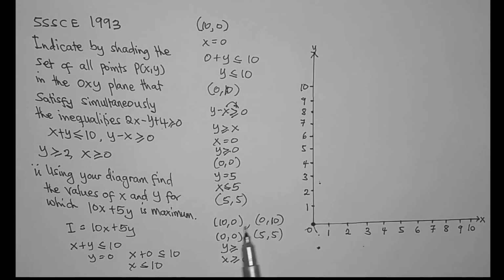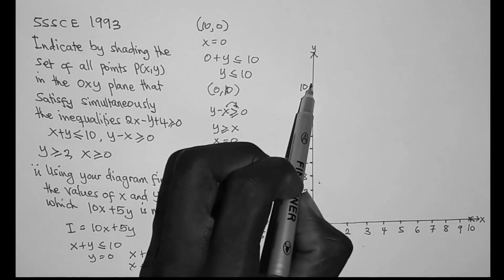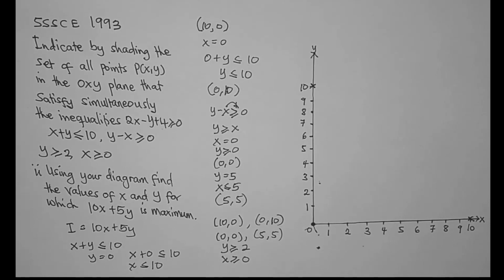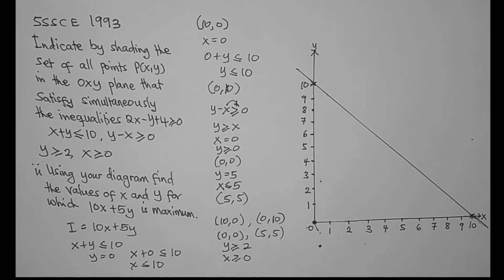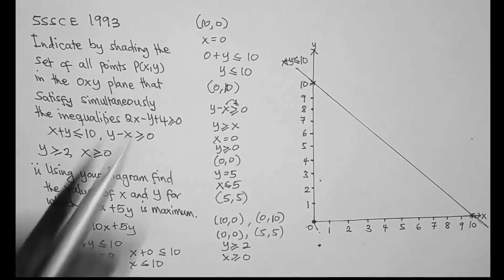Now let's go ahead and plot the points. The first one is 10, 0 and 0, 10. So let's plot 10, 0. That is 10 on the x-axis and 0 on the y-axis, which is this. And then 0, 10: 0 on the x-axis and 10 on the y-axis is this point. So let's join the two points. This is the line x plus y less than or equal to 10.